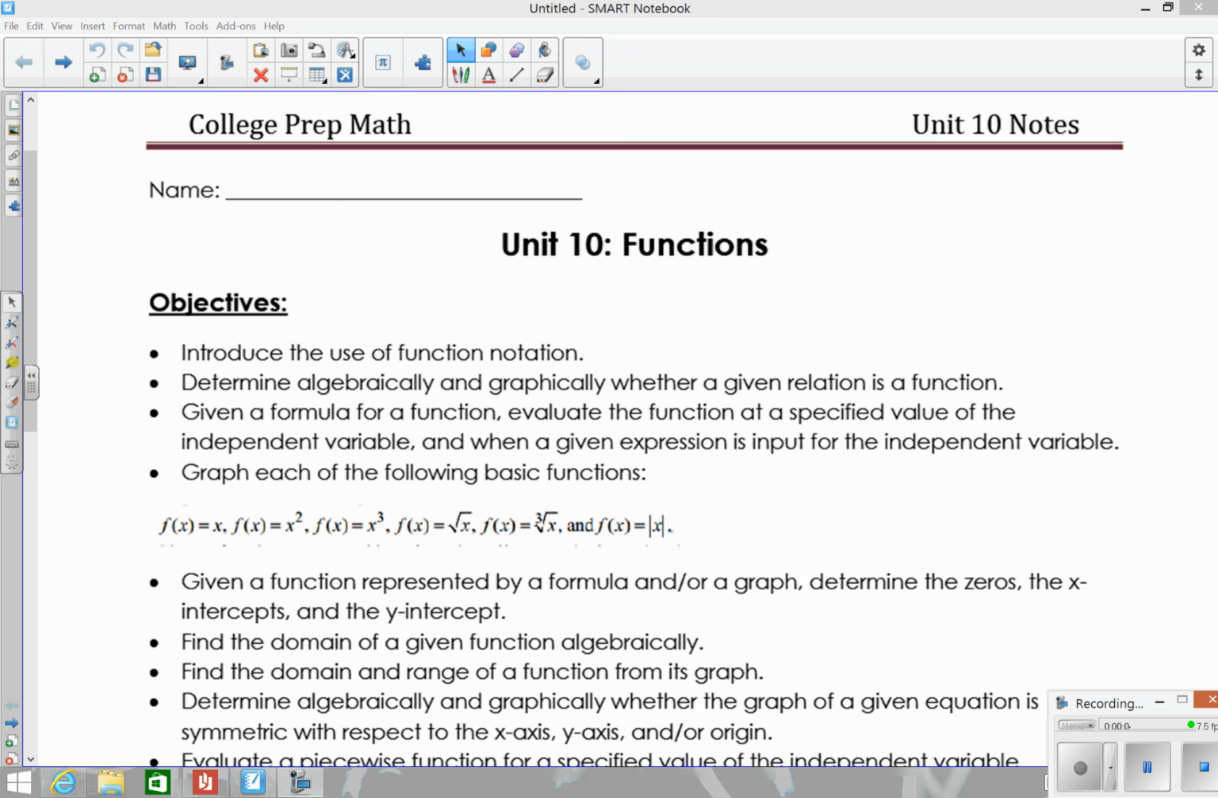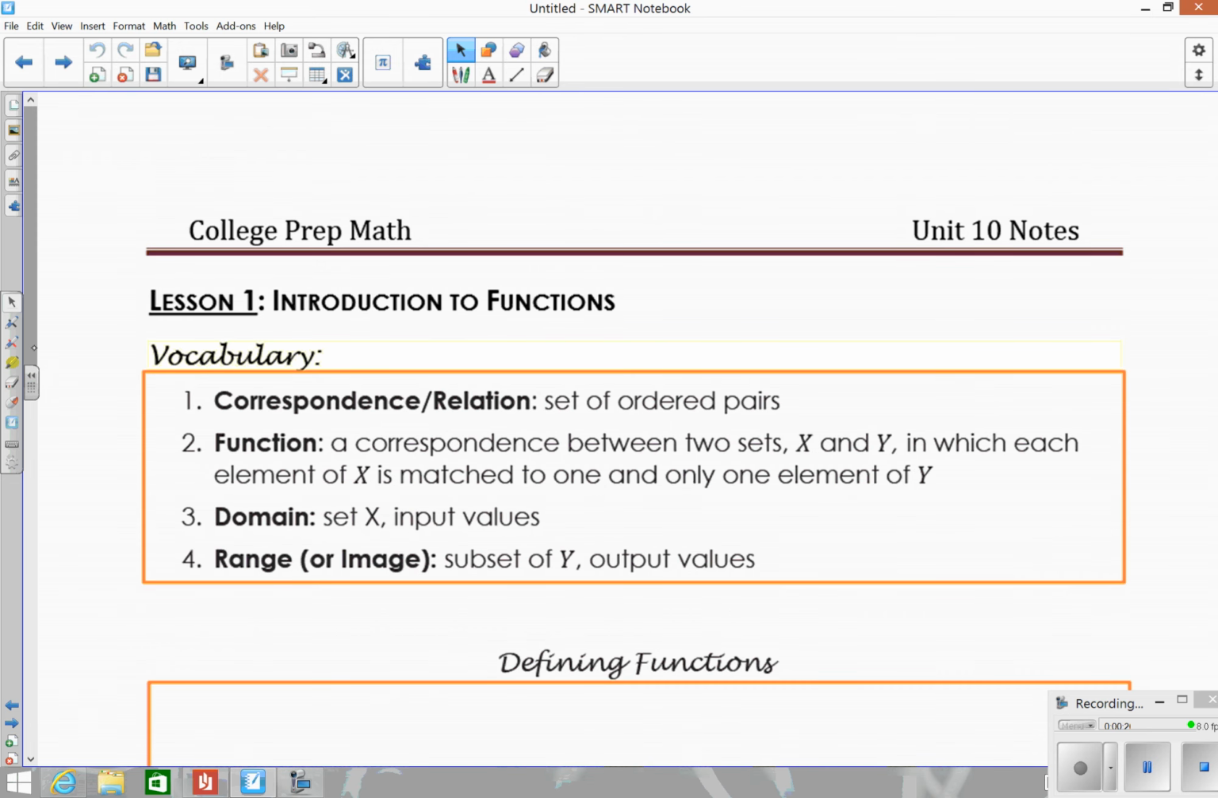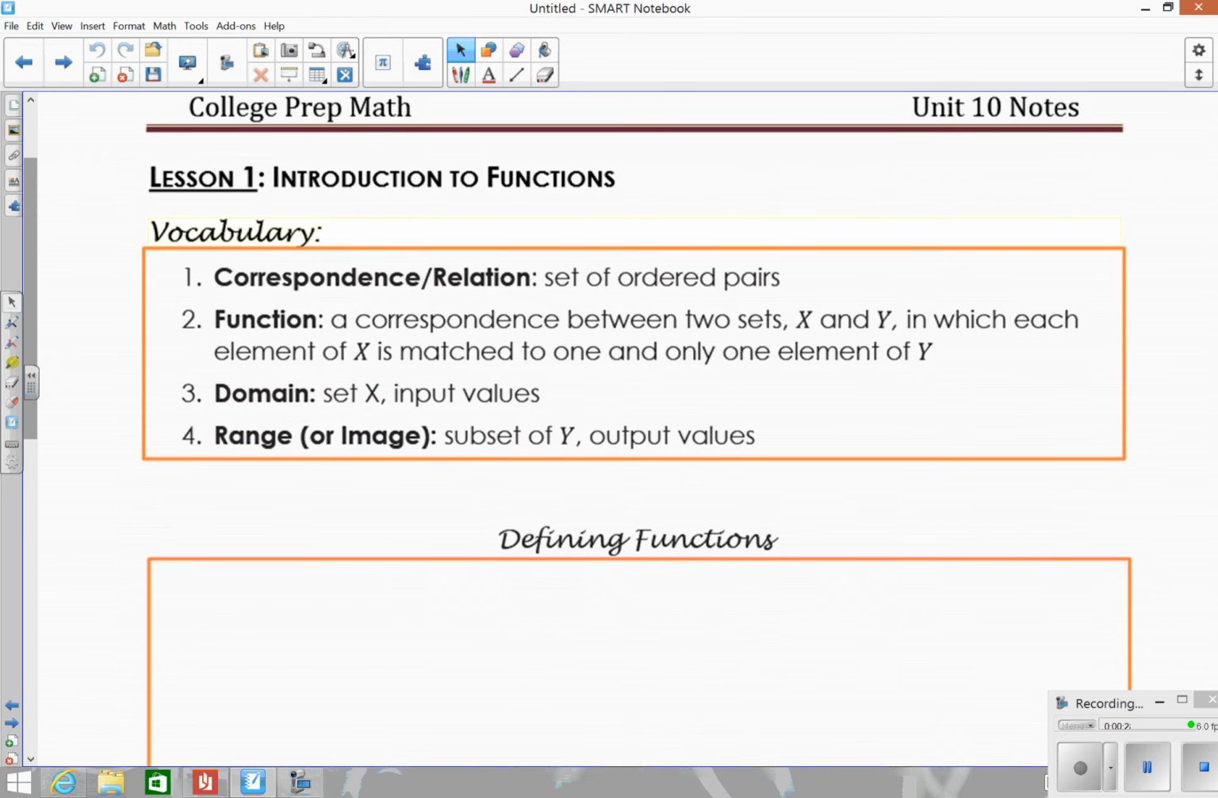In Unit 10, we're going to look at functions and what it means for a relationship to be a function. We're going to look at a lot of different properties of functions and some different graphs. We're really going to first start off with determining if something is a function. Then if it is, how do we evaluate it? For this first lesson, we have some important vocab words to start with.